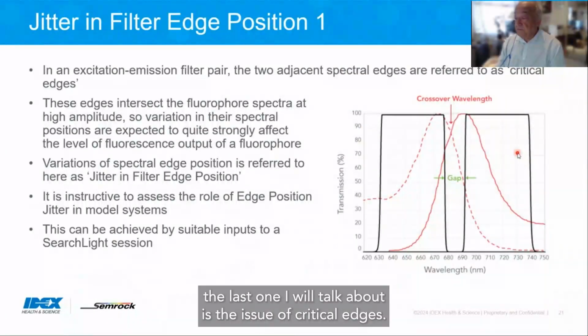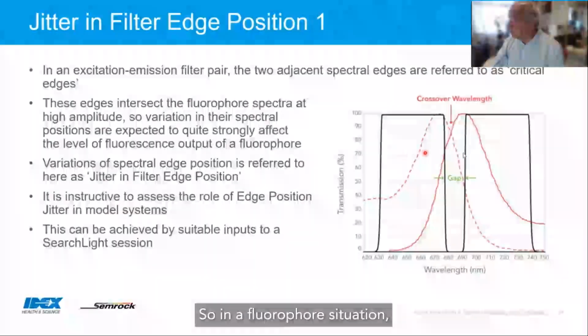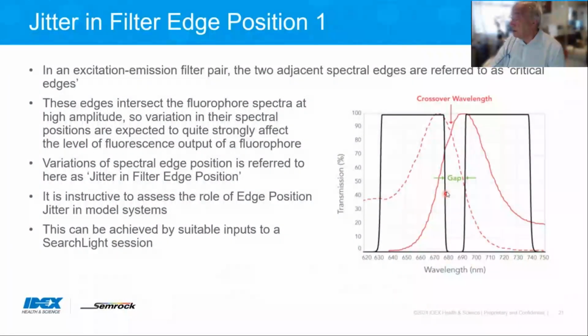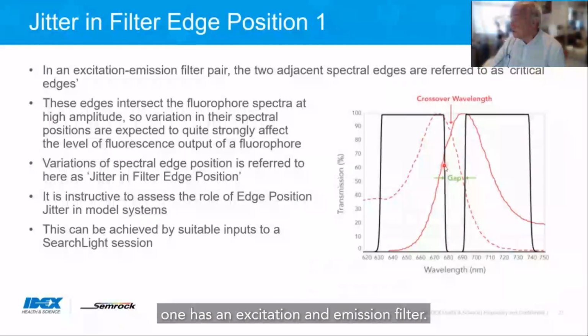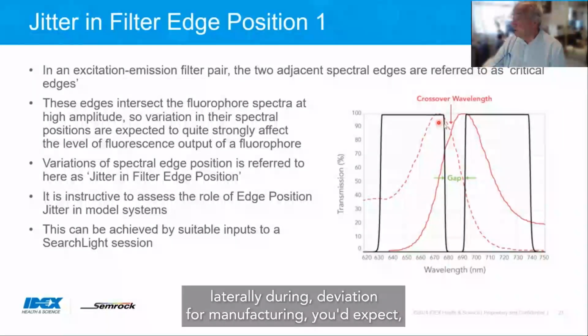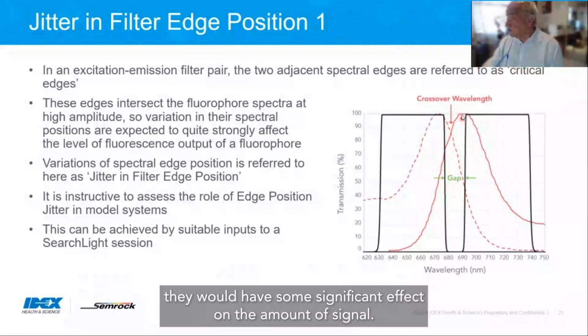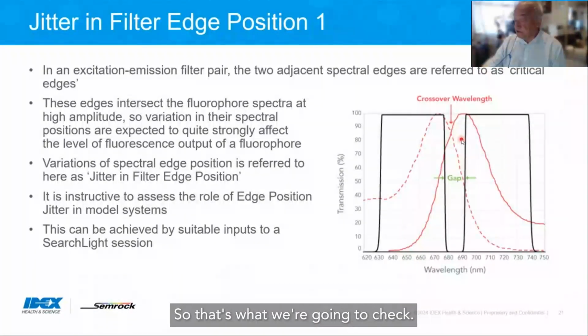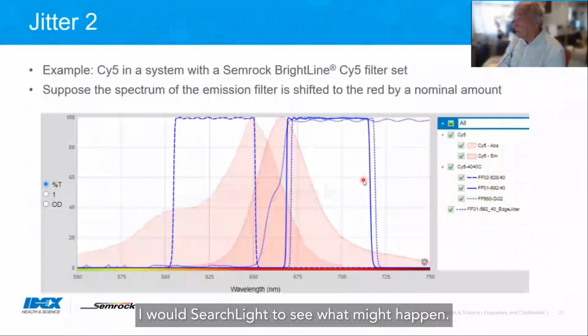So the last one I will talk about is the issue of critical edges. In a fluorophore situation, one has an excitation and emission filter, and these two edges are called critical. They're critical because if they move laterally during deviations from manufacturing, you'd expect that would have some significant effect on the amount of signal. So that's what we're going to check with SearchLight and see what might happen.